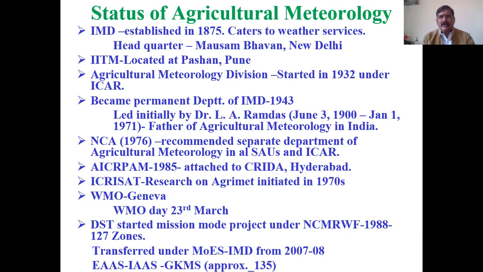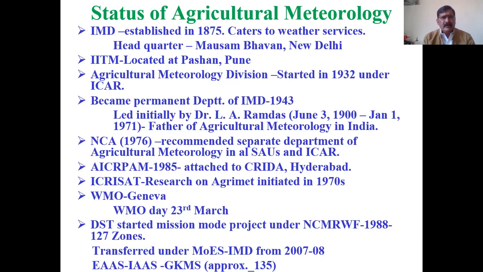NCMRWF means National Centre for Medium Range Weather Forecasting. It started a Mission Mode project in 1989 for 127 zones in India, and it was transferred under MOUs to IMD from 2007-08.